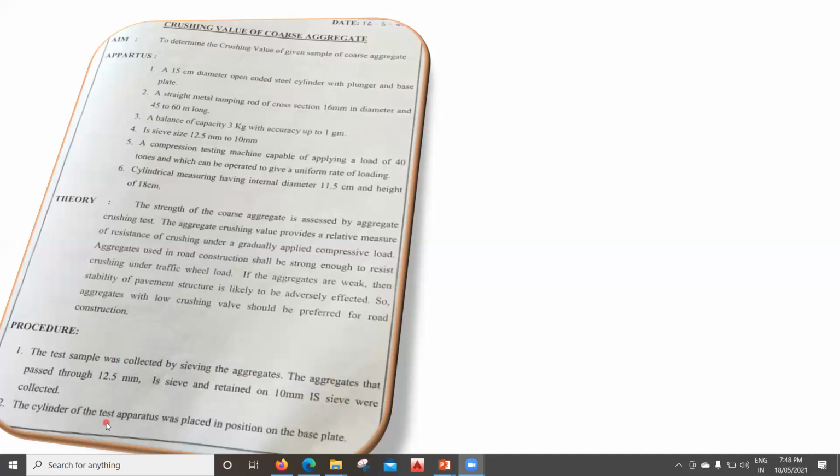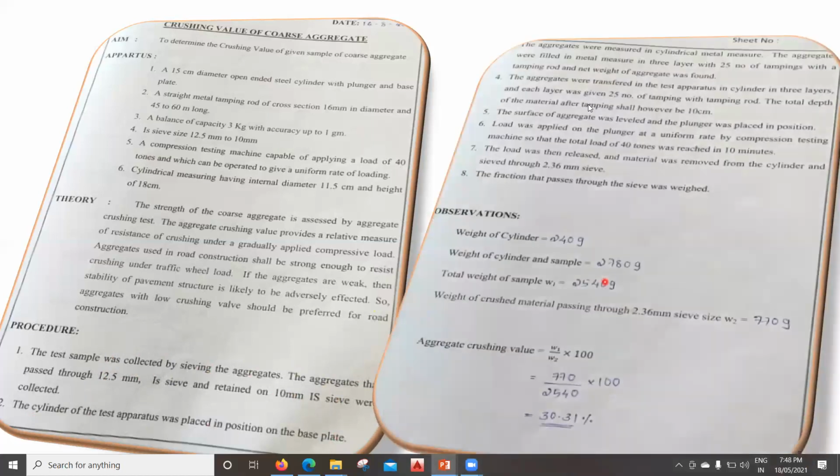The cylinder of the test apparatus was placed in position on the base plate, and then the aggregates were measured in the cylindrical metal measure. The aggregates were filled in the metal measure in 3 layers with 25 tampings each with a tamping rod, and the net weight of the aggregate was found. That means whatever cylinder you have here, I have to fill it in 3 layers, giving 25 tampings to every layer.